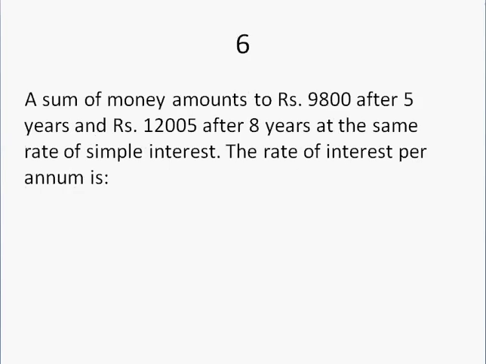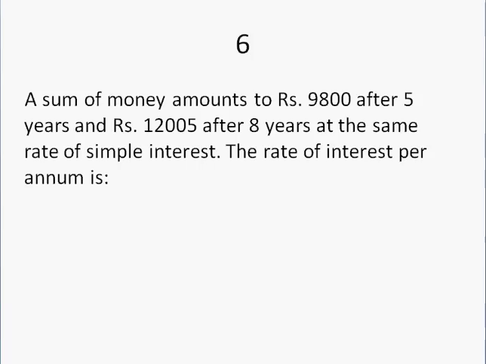Question 6 says a sum of money amounts to rupees 9800 after 5 years and rupees 12,005 after 8 years at the same rate of simple interest. The rate of interest per annum is. Now we need to find out the rate. We did one concept while solving question number 1, that simple interest for every year remains the same.